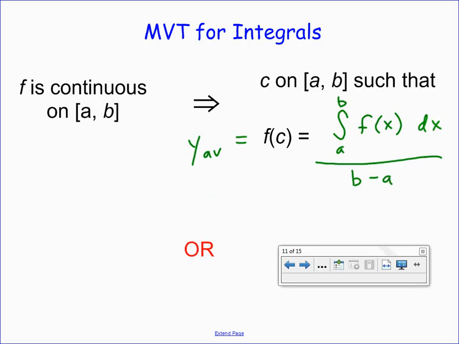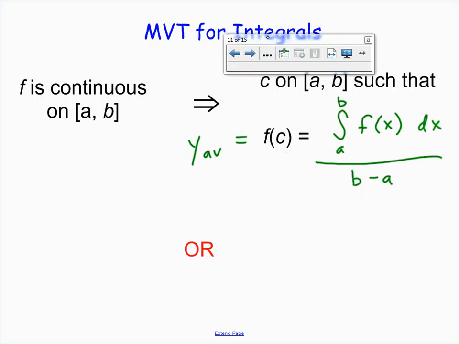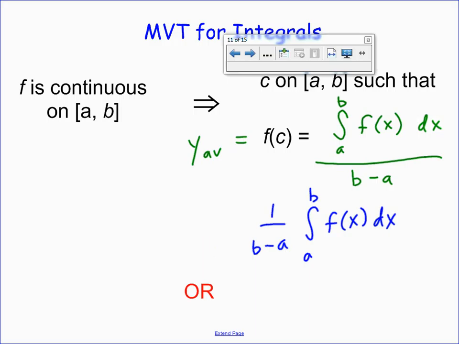Sometimes you'll see that in a multiple choice question. This is a constant, and so we might see that out front as 1 over b minus a, times the integral from a to b of f of x with respect to x. Some key things to point out: if I'm trying to find the average value of f, I'm integrating f and dividing by the length of the interval.